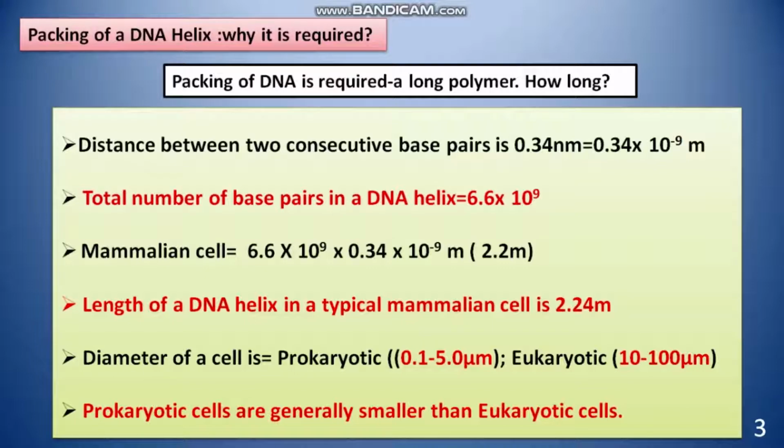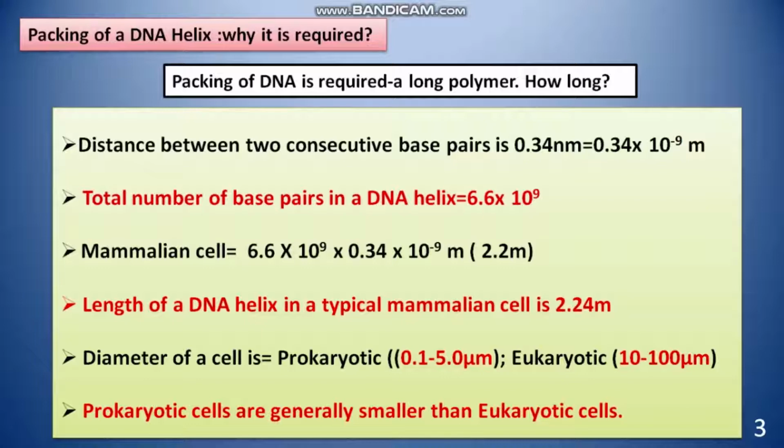So why is this packaging of DNA required? Packaging of DNA is required because your DNA is a very long polymer. How long is it? We can calculate it. The DNA helix in each chromosome has a length that is 1000 times the diameter of the nucleus. For example, in humans, a 2-meter long DNA is packed in a nucleus of about 10 micrometer in diameter. And this is made possible by a compact and marvelous packaging and organization of DNA inside the cell.